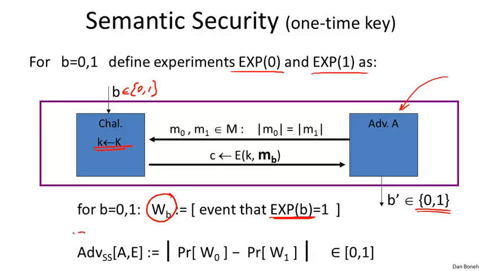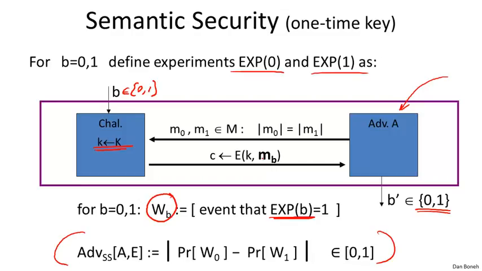And now we can define the advantage of this adversary, which is called the semantic security advantage of the adversary A against the scheme E, to be the difference of the probability of these two events. In other words, we're looking at whether the adversary behaves differently when he was given the encryption of M0 from when he was given the encryption of M1. And I want to make sure this is clear, so I'm going to say it one more time. In experiment 0, he was given the encryption of M0. In experiment 1, he was given the encryption of M1.